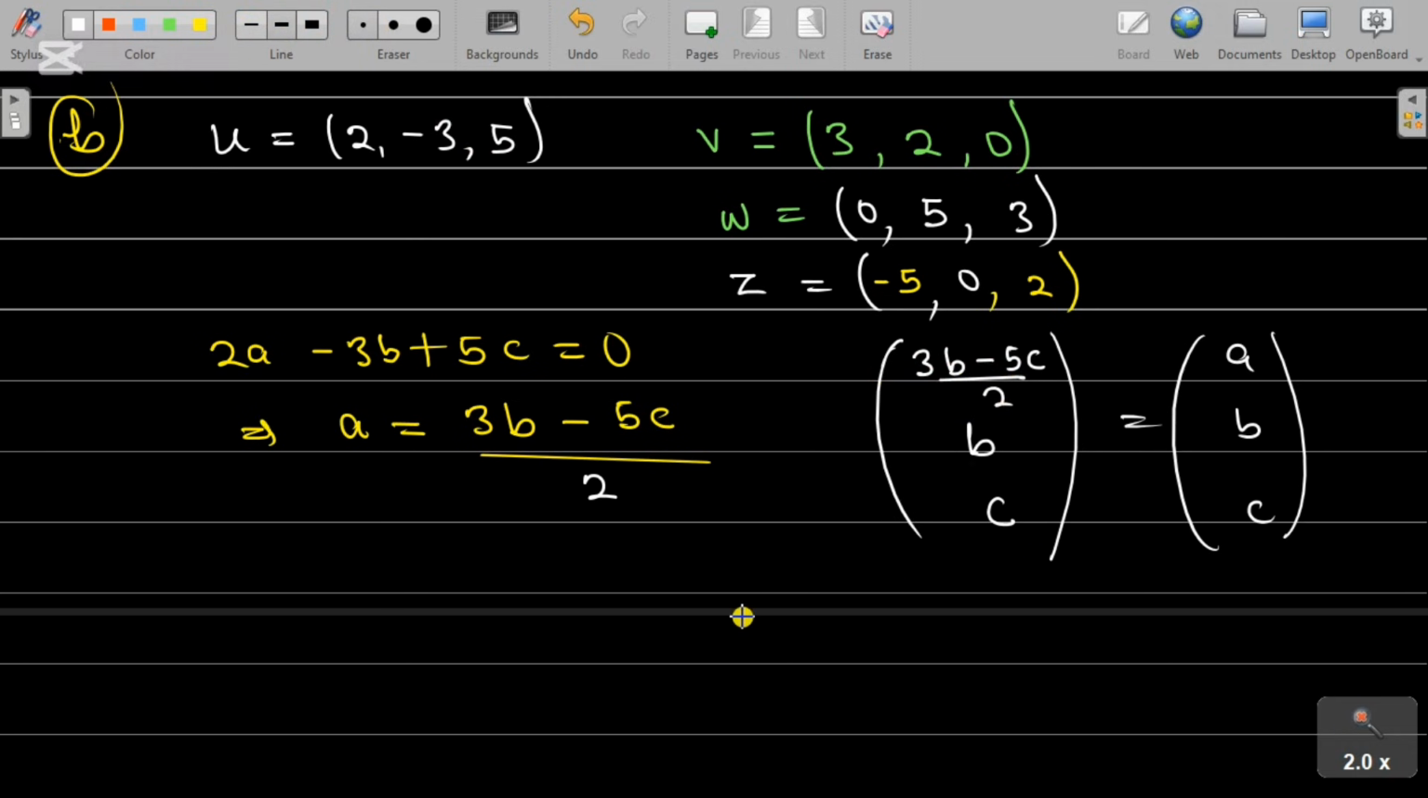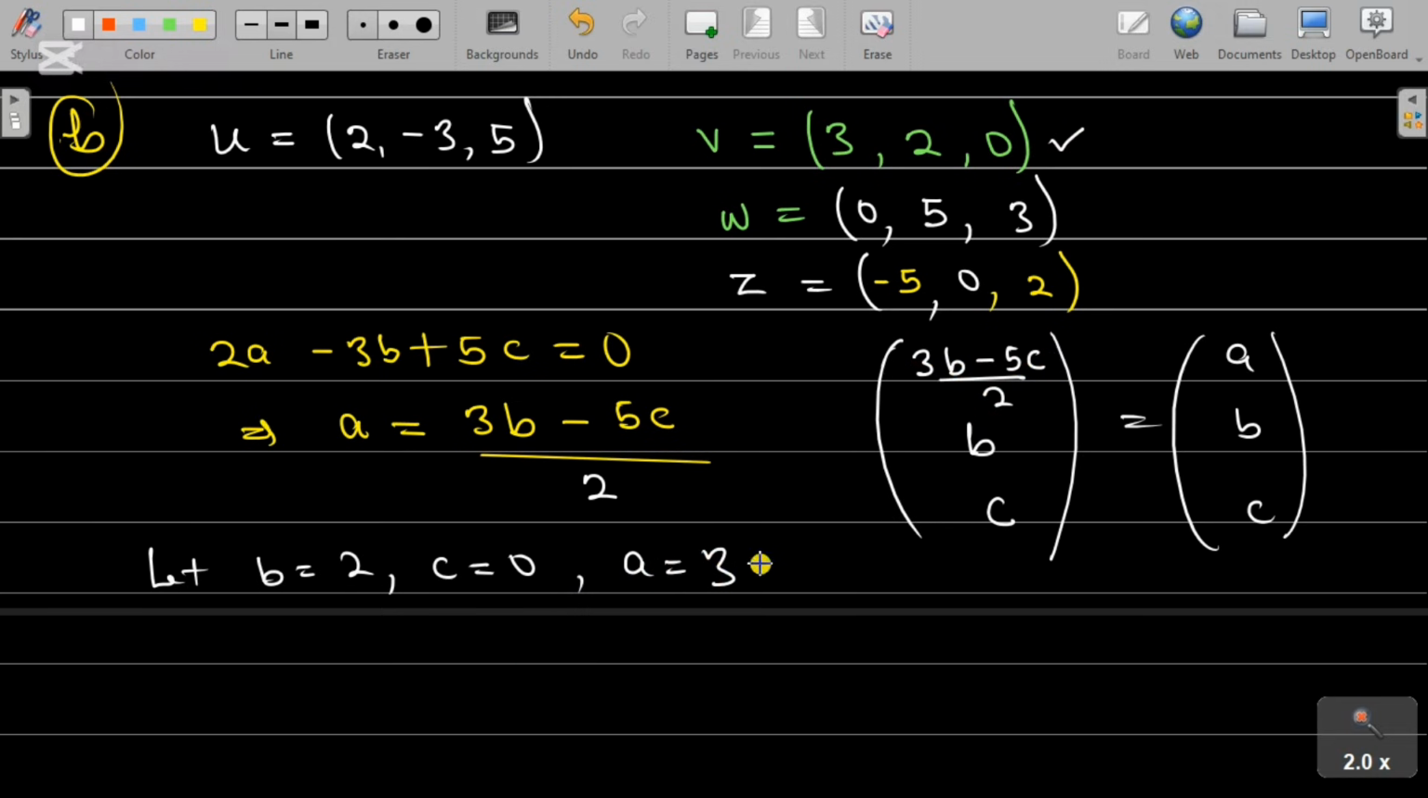Now, to get your values, you just give values to B and C. Let me say for instance, let my B be equal to 2 and let my C be 0. When I substitute here, this will become 0, this will become 6, and this one will be 0. So you have 6 over 2, which means A will be equal to 3. And if you watch, you will see that the vector I got is actually the first vector here.